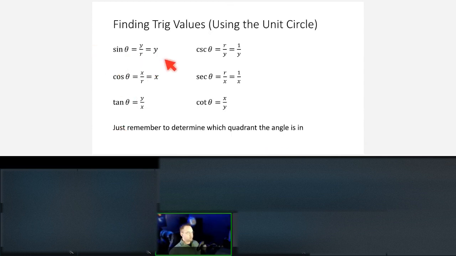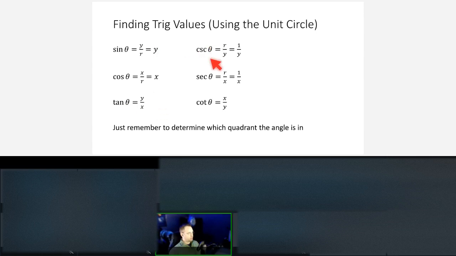Okay, so also review from Thursday. Remember, for the unit circle, your radius is always 1. So your sine is the y value, the cosine is your x value, and tangent is, just like slope, y divided by x. So again, sine is y, cosine is x, tangent is y over x. That is super important to remember.